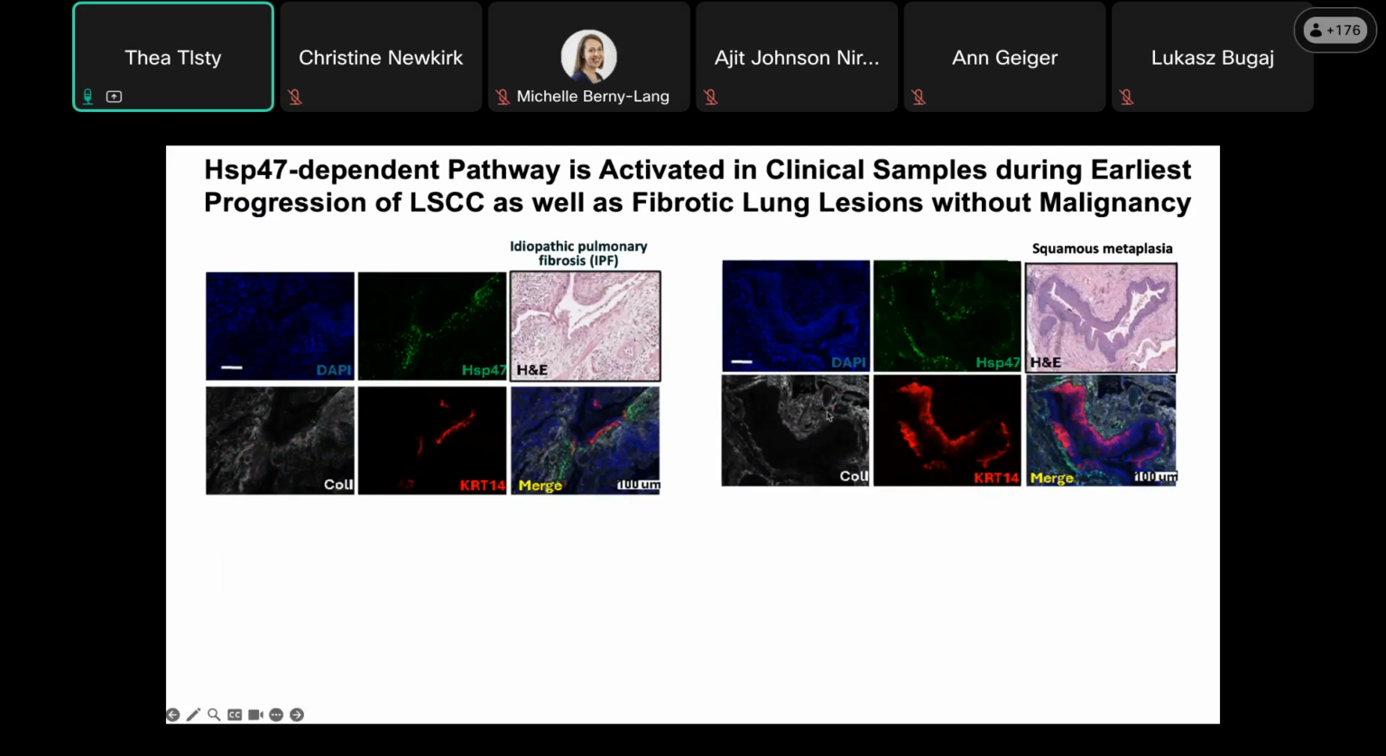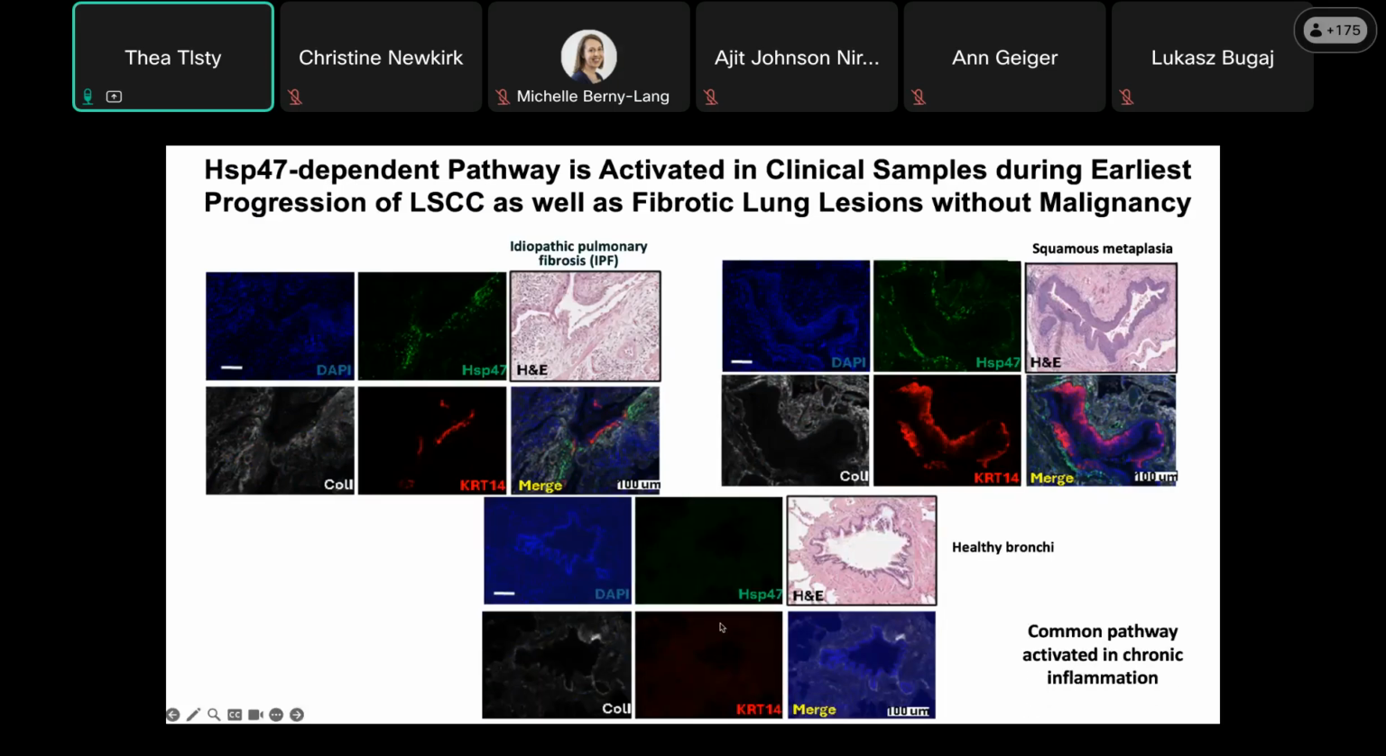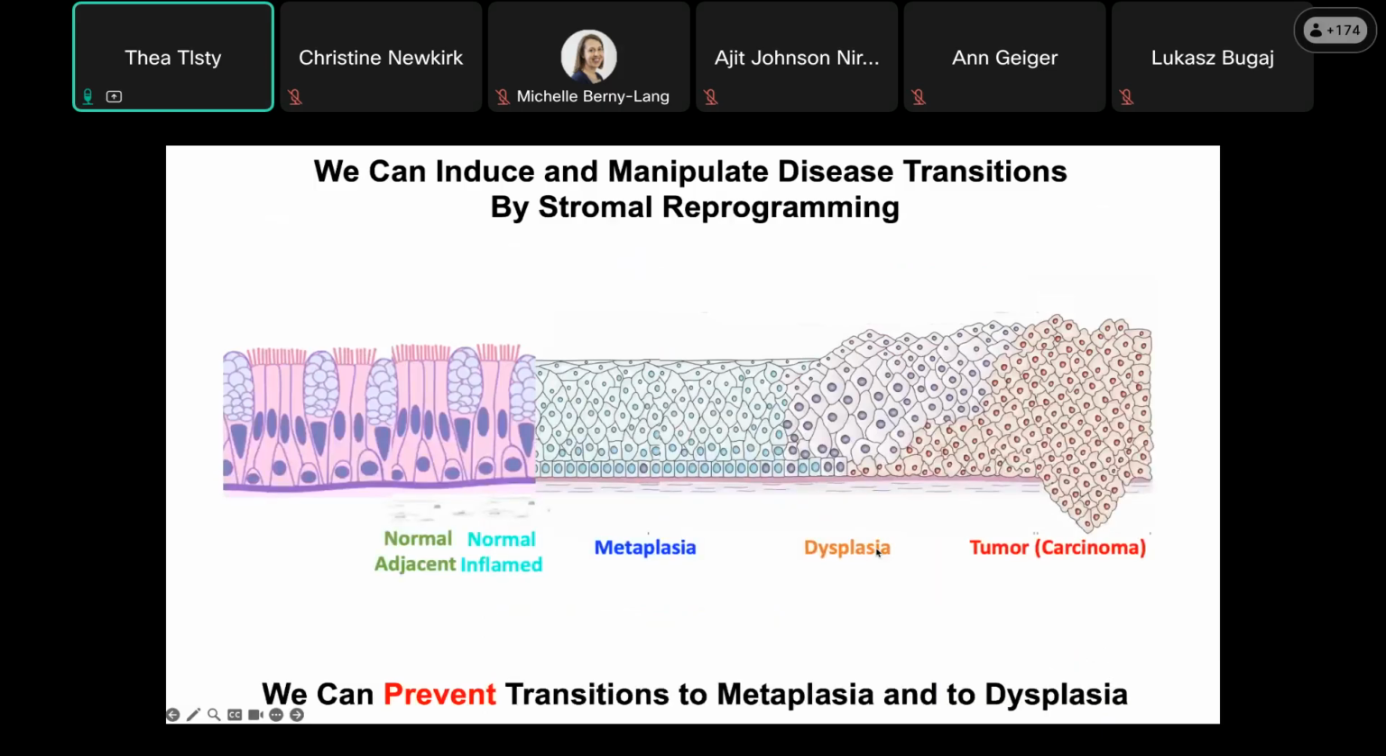There's the surrounding HSP47 and the collagen. None of this is seen in healthy bronchi. And this is an example of a healthy human bronchus. So what I've shown you is that we can generate a functional differentiated bronchial airway in vitro and in vivo. We can cause this to transition to metaplasia and cause it to transition to dysplasia. We can inhibit this transition, and clinically important, we can also inhibit the transition from metaplasia to dysplasia.